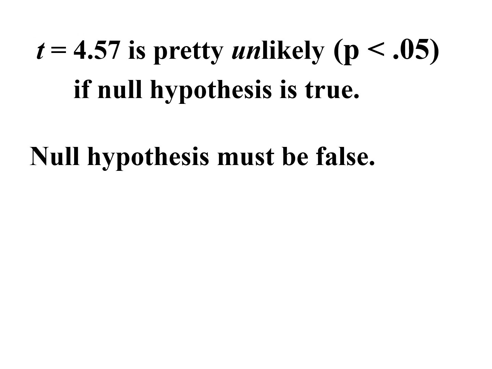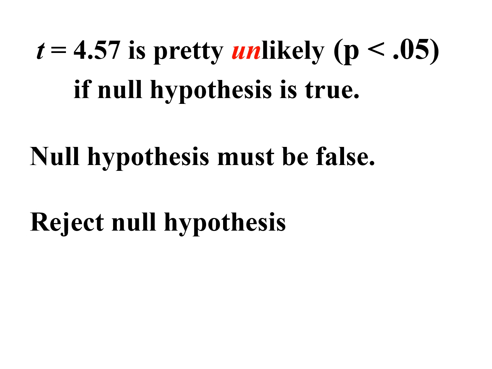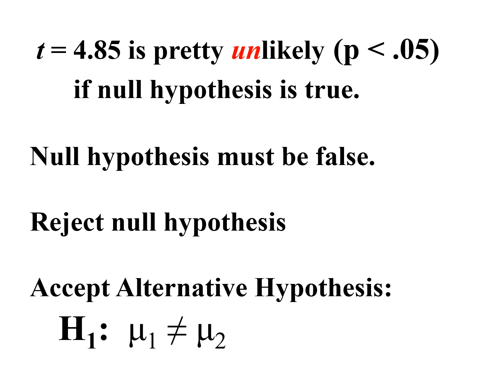A t-value of 4.57 is a pretty unlikely value if the null hypothesis is true. Thus, the null hypothesis must be false. So, we reject the null hypothesis and we accept the alternative hypothesis that the two population means are not equal. The symbol for the alternative hypothesis is a capital H with a little subscript of 1.